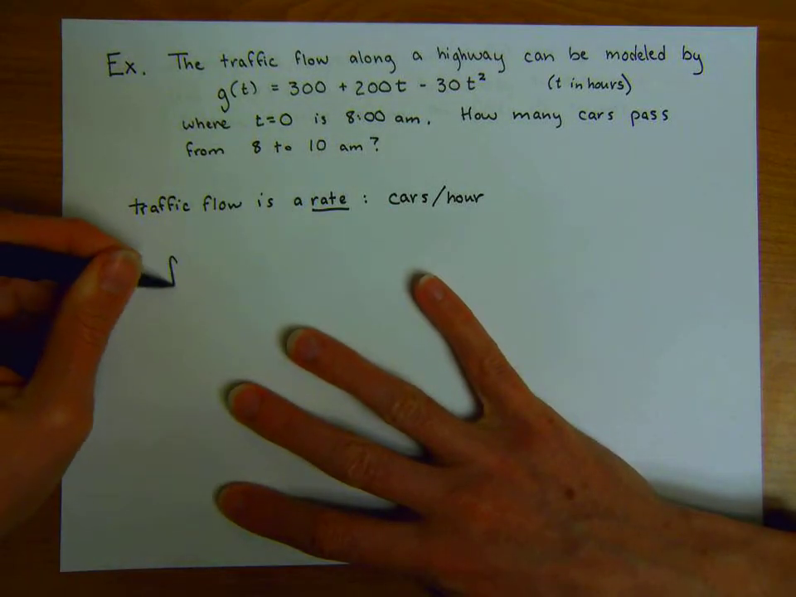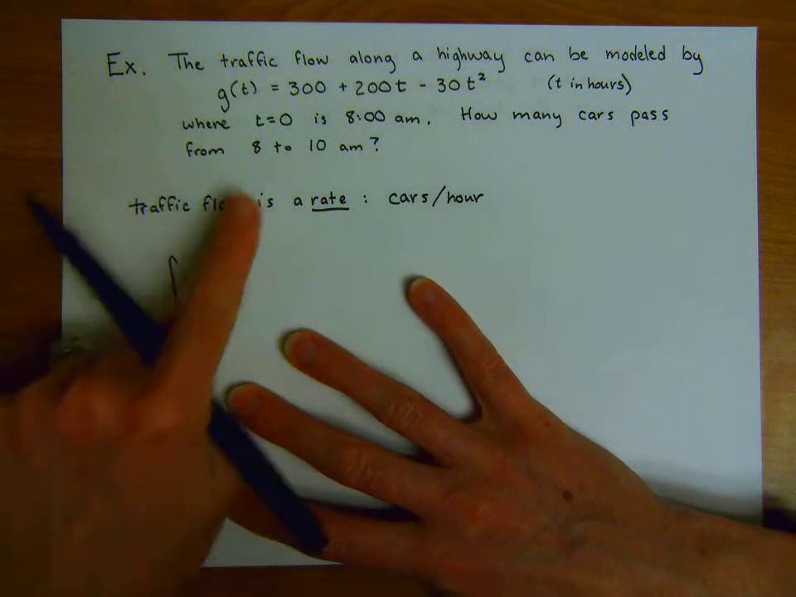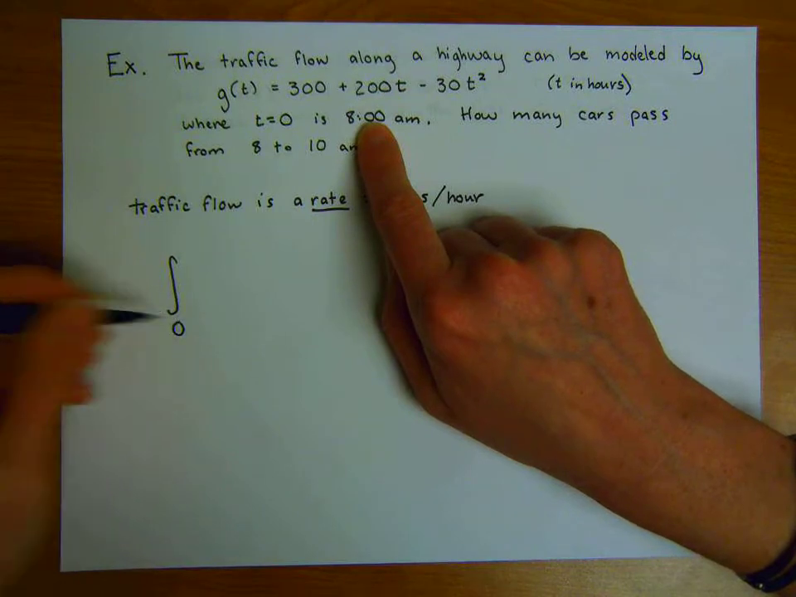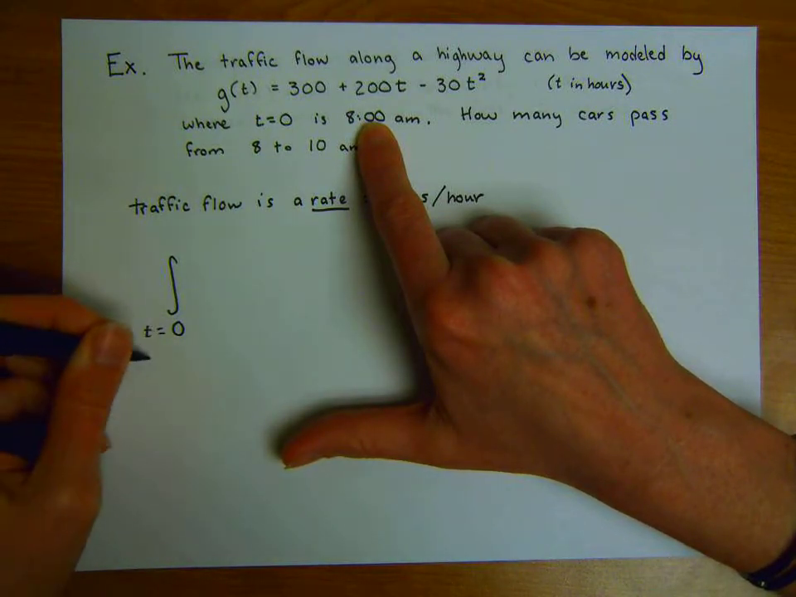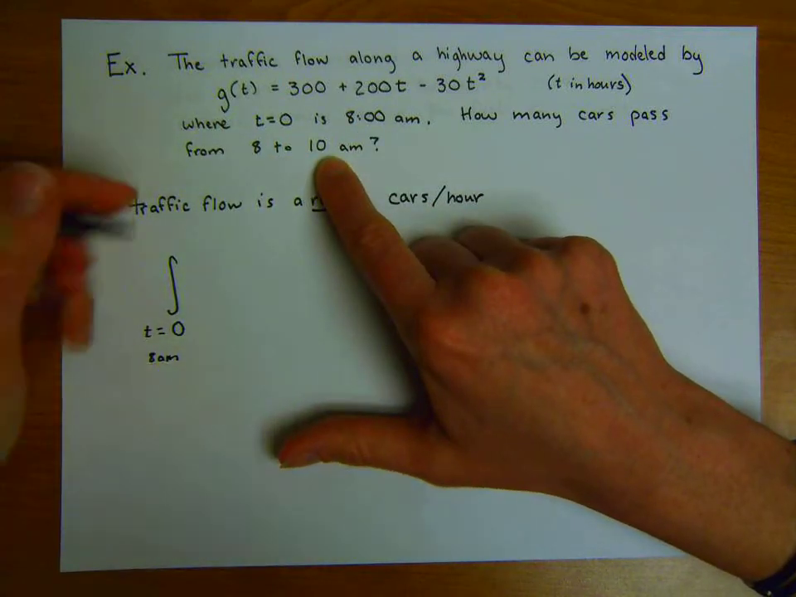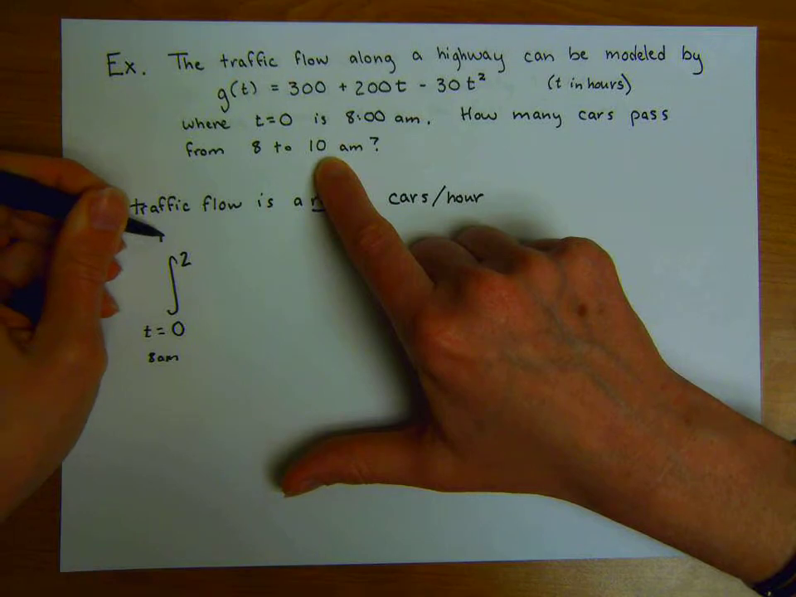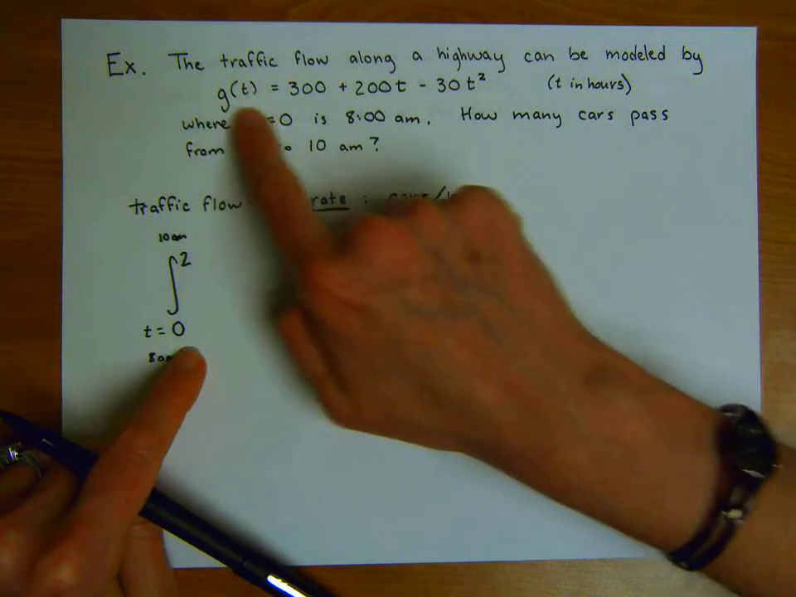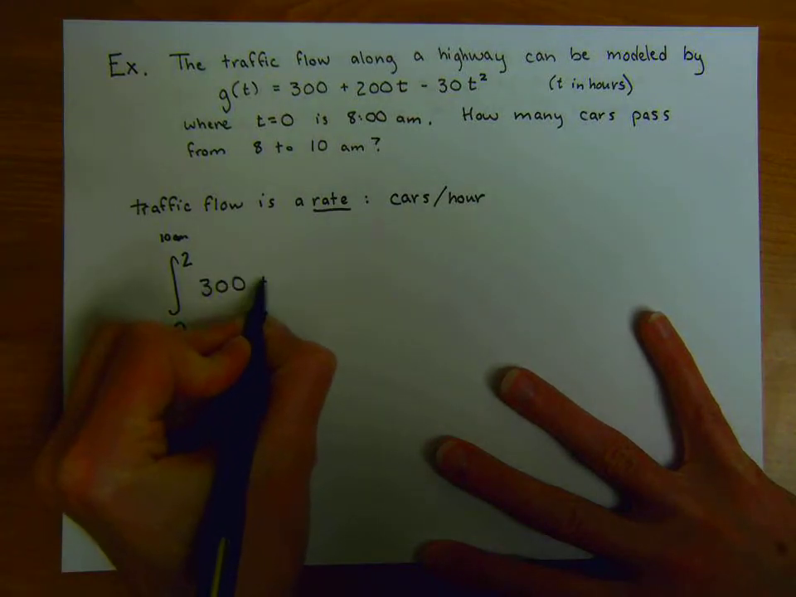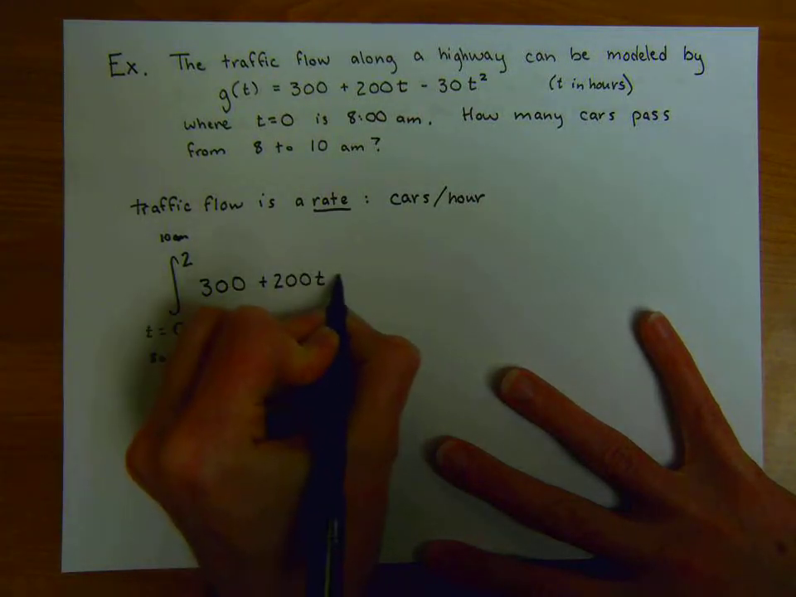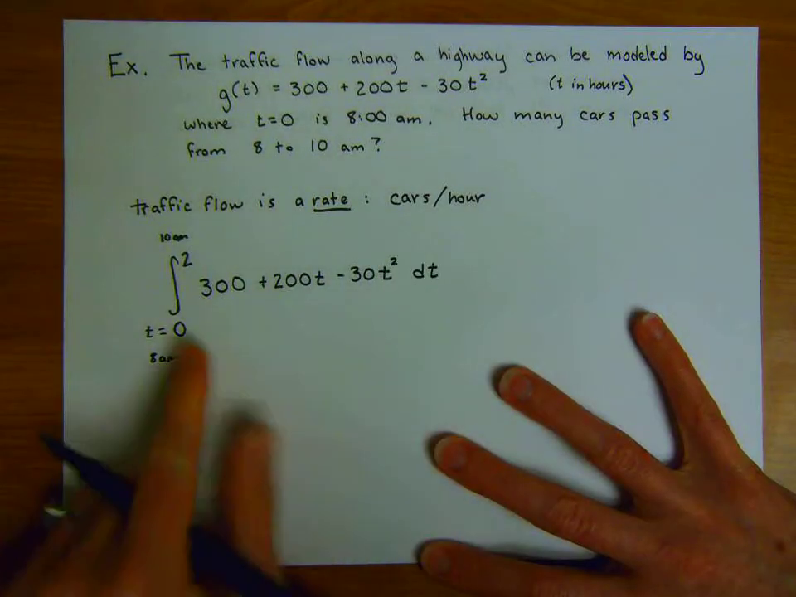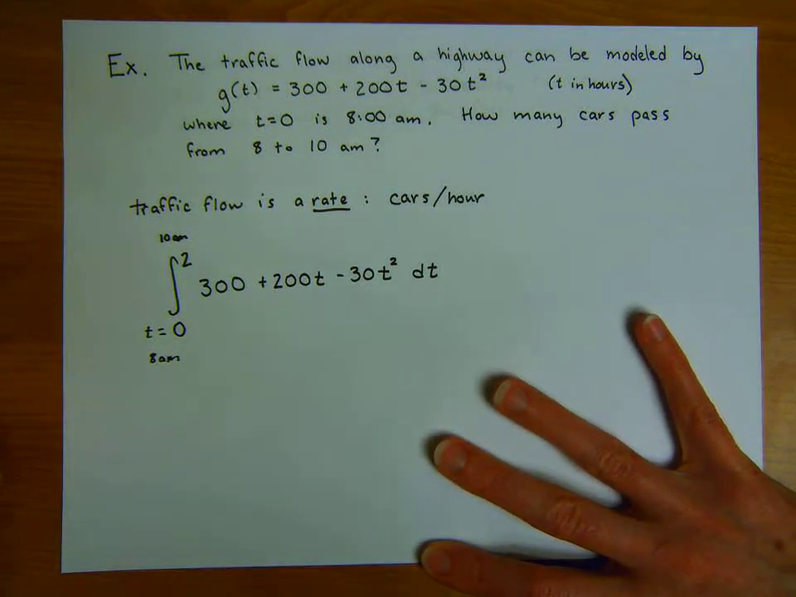take the integral from 8 a.m. to 10 a.m. And in the problem, we see that t equals 0 is 8 a.m. So t equals 0 corresponds to the time 8 a.m. And then we want to know 2 hours later at 10 a.m. So that's when t equals 2. And we're integrating over this traffic flow function, 300 plus 200t minus 30t squared dt. This will give me the net and total number of cars.